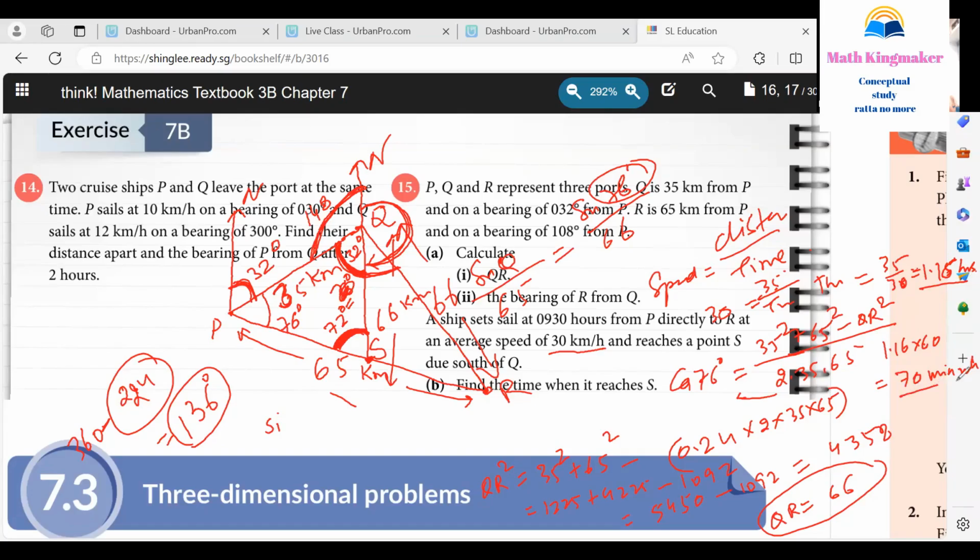70 exactly. So it started from 9:30, and you have to add 1 hour plus 10 minutes. So that means at 10:40 it would reach S. Isn't it? Yes. Okay. Was it simple?